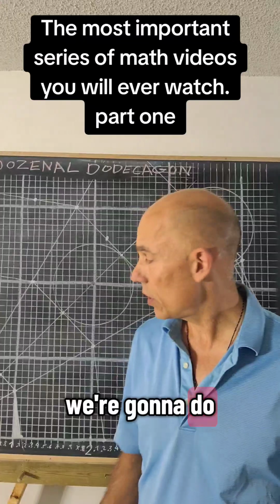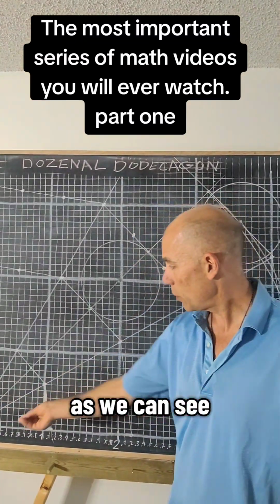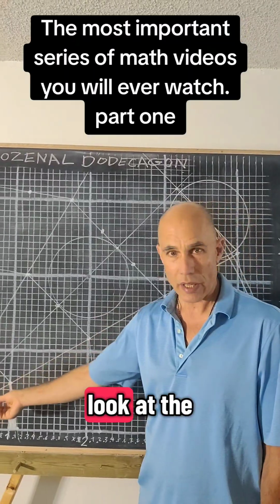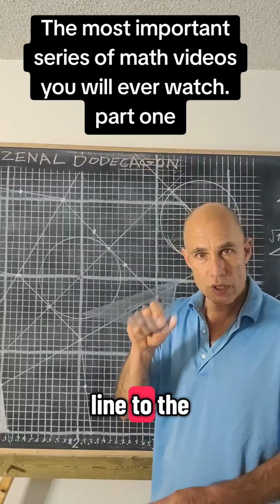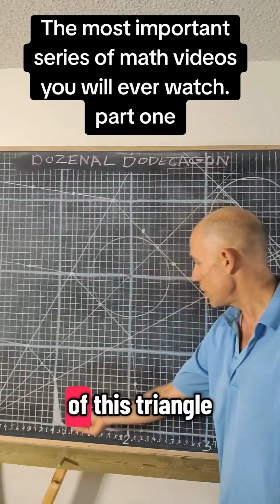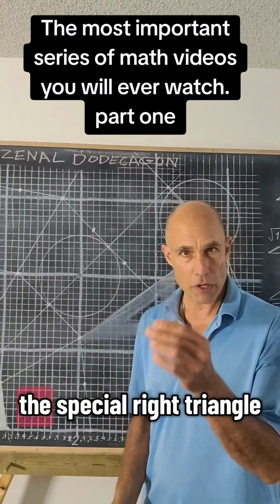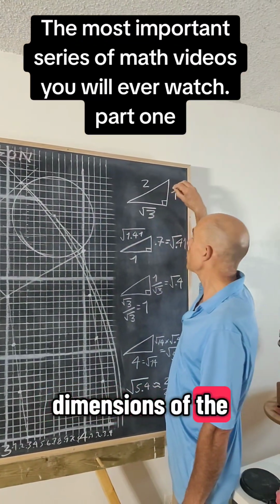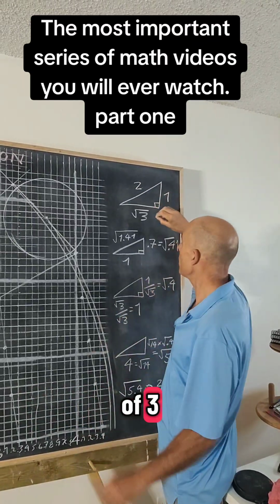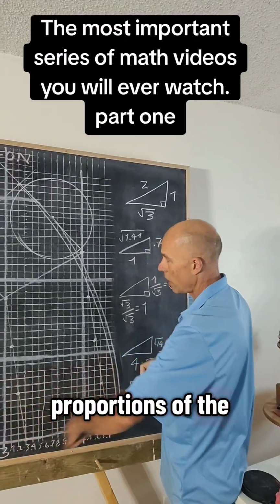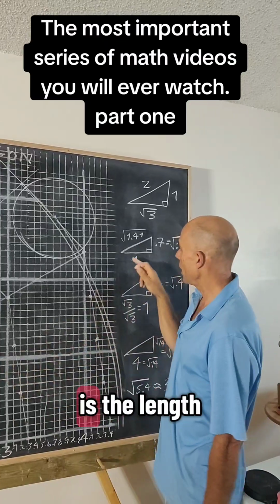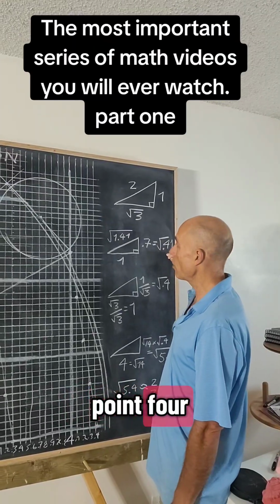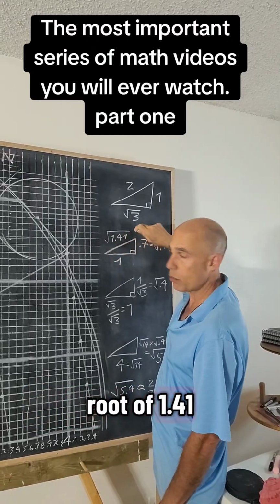Okay, so now what we're going to do is look at the slope of this line here. As we can see, it goes over 1, up 0.7, over 1, up 0.7. So we want to look at the relationship of this line to the 30-degree line, or the relationship of this triangle that's formed to the special right triangle. So when we go over here, here are the dimensions of the special right triangle, 1, 2, square root of 3. Here are the proportions of the triangle that's formed here, where the bottom is the length of 1. This is the length of 0.7, which we know now is the square root of 0.41. Hypotenuse, square root of 1.41.